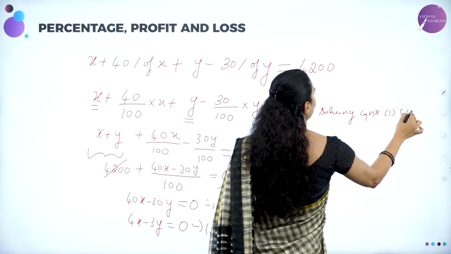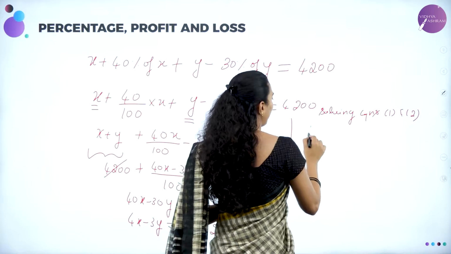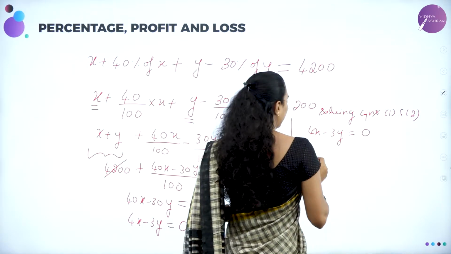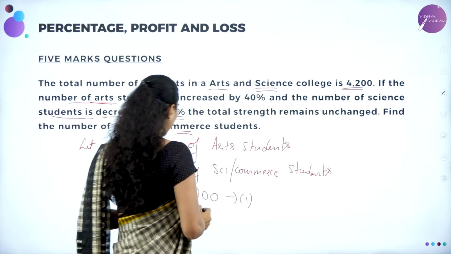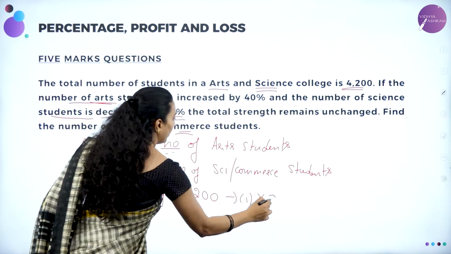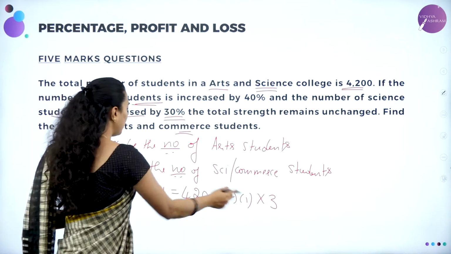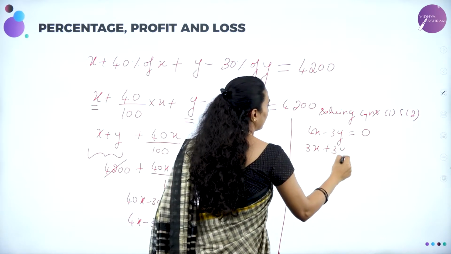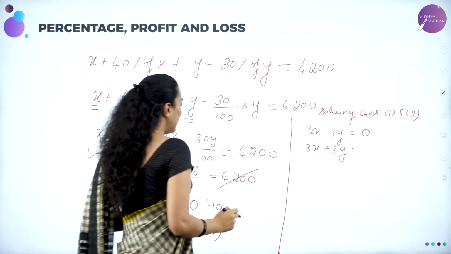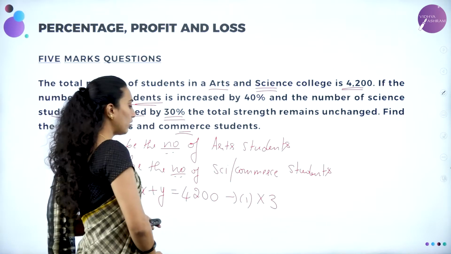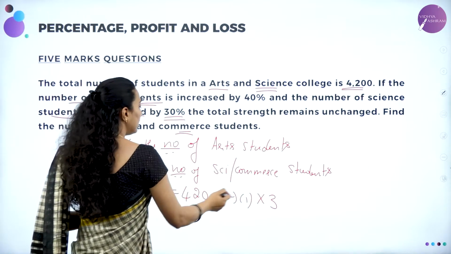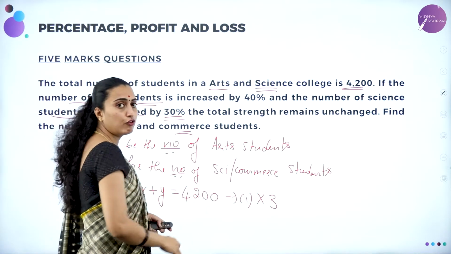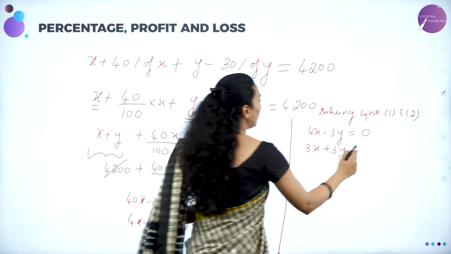You are going to have 4X minus 3Y is equals to 0, and then I am going to multiply equation 2 by 3. What happens? 3X plus 3Y is equals to, if I multiply 3 by 4,200, I am going to get, see, 3 zeros are 0, 3 zeros are 0, 3 2s are 6, 3 4s are 12. So therefore 12,600.